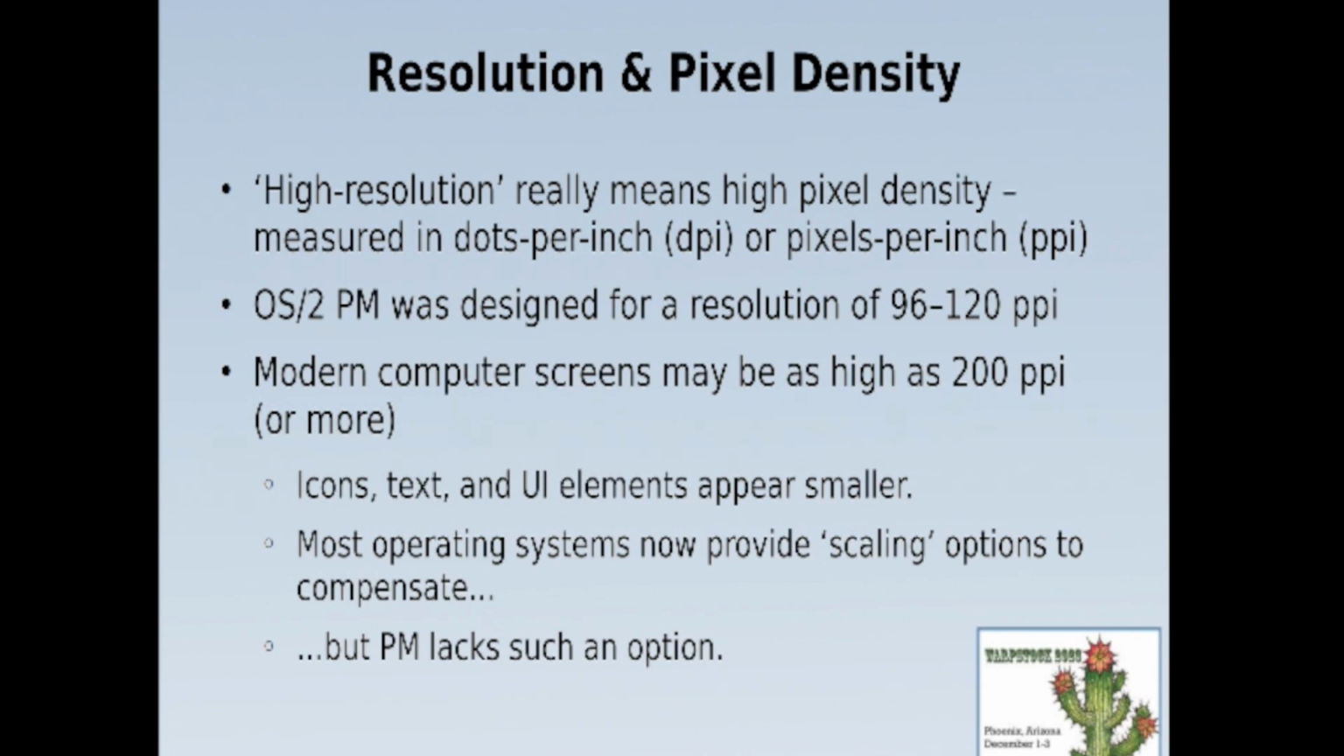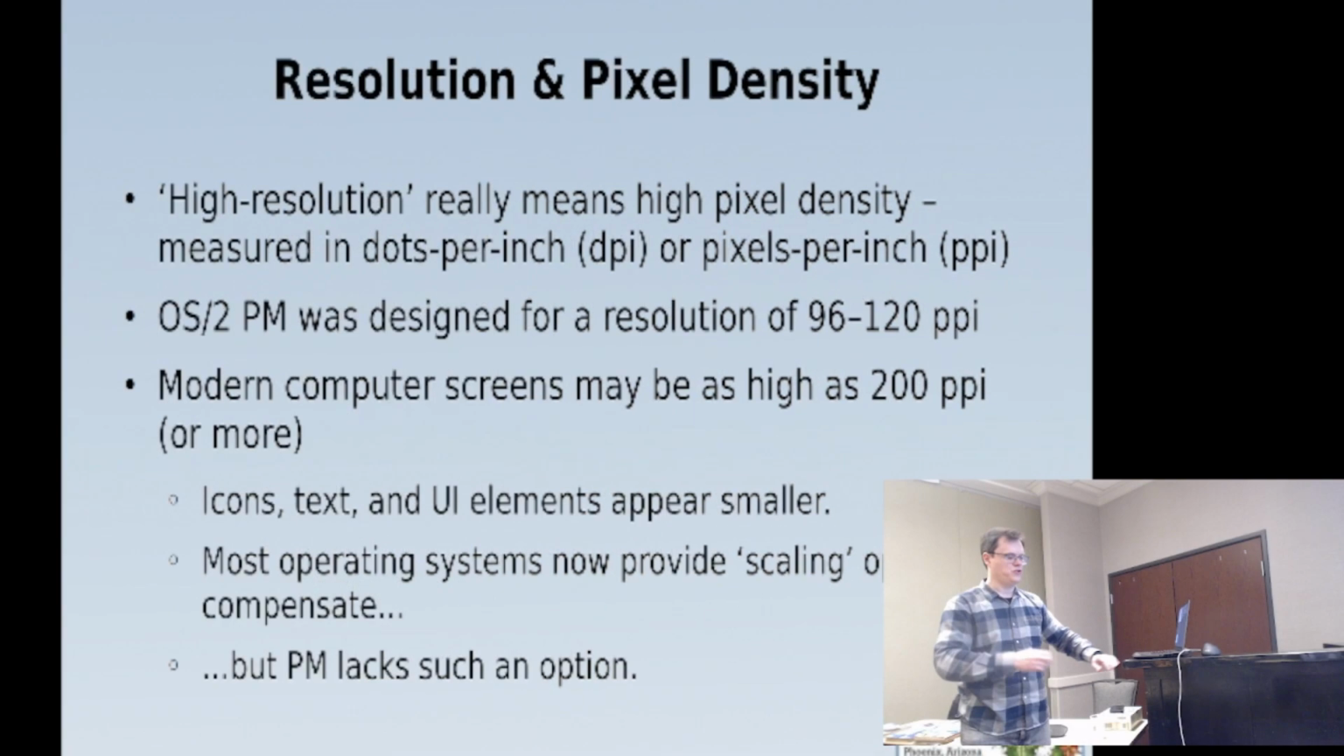So all else being equal, this causes icons, text, and UI elements to appear smaller on the screen, as you would expect. Now, many operating systems, we don't need to name them, nowadays provide so-called scaling options, which are designed to compensate for that. So you can say, like, scale everything on this monitor to 125% or 150% or whatever. On Windows, okay, I will name it. On Windows, for example, if you look at the display settings, there is a setting called change the size of text, apps, and other items under the display options.